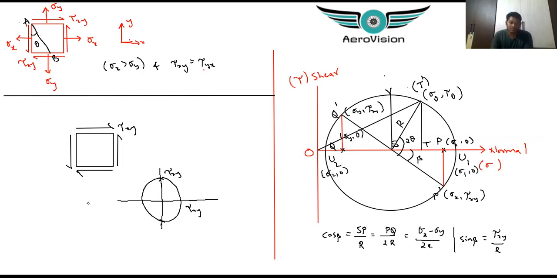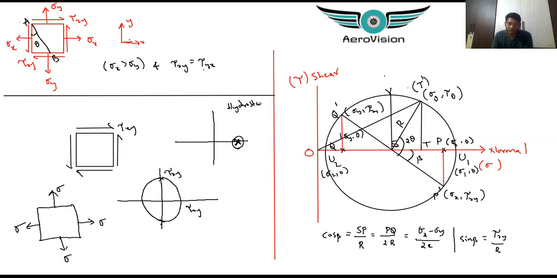Okay, and one more important condition, hydrostatic condition, in which there won't be any shear stress acting, only normal stress with equal magnitude. Normal stresses are of equal magnitude with shear stresses zero. For this kind of stress state, first you plot the normal stress, sigma. This is the first point, and the second point is also the same. So for hydrostatic condition, your MOHR'S CIRCLE will be a point circle.